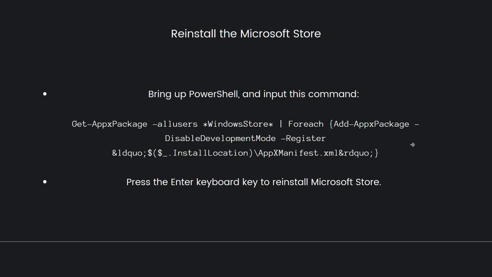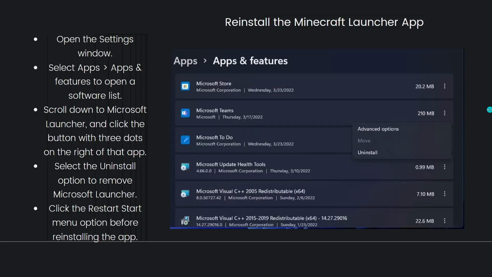Now, reinstall the Microsoft Store. So bring up PowerShell and input this command. Press the Enter keyboard key to install Microsoft Store. Now reinstall the Minecraft Launcher app. So what you need to do is again, follow these steps.